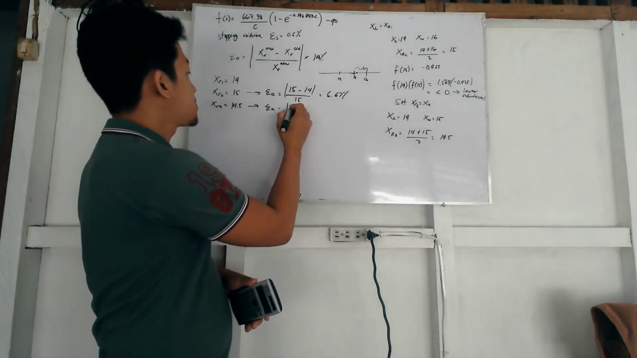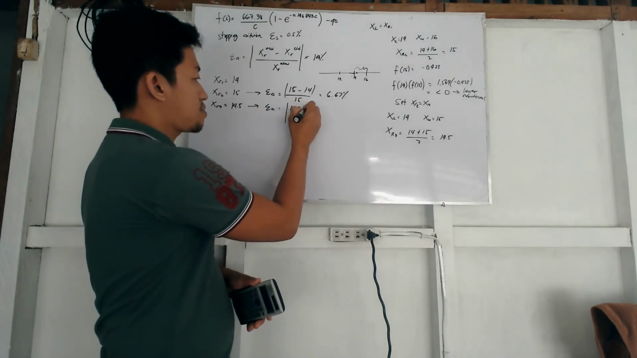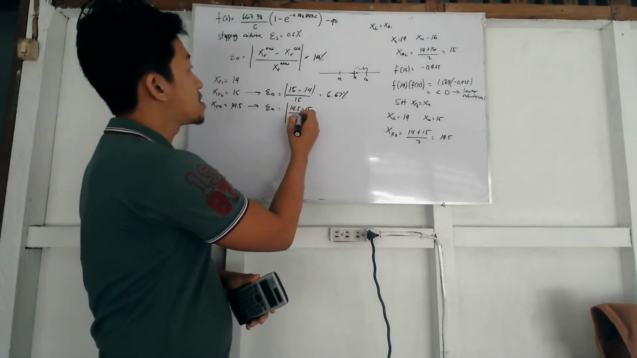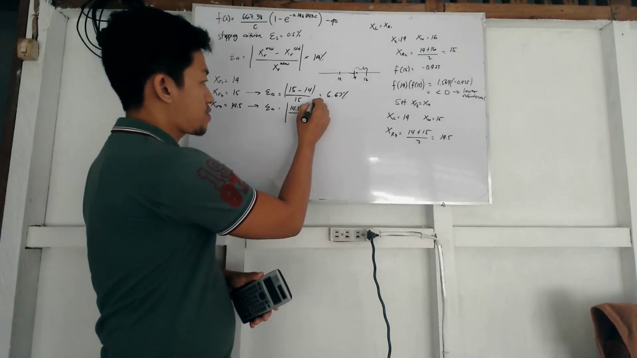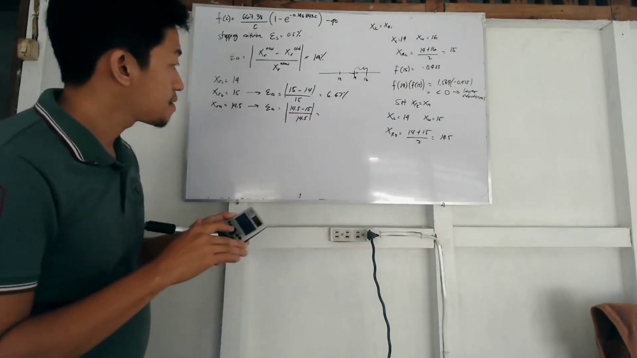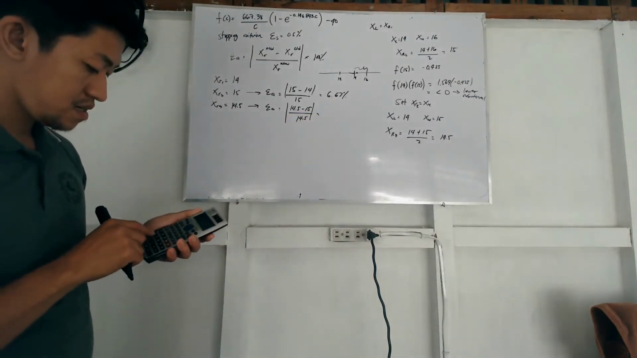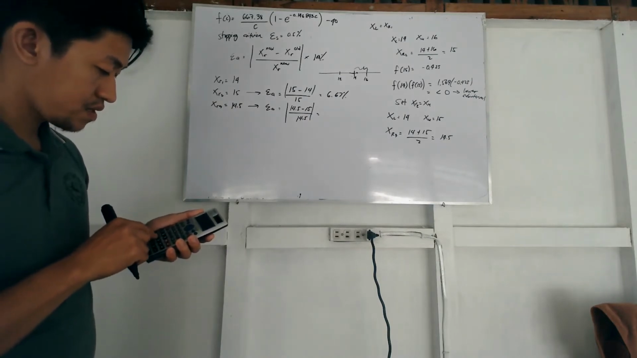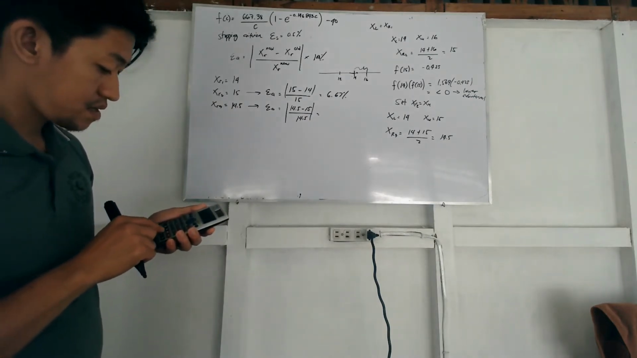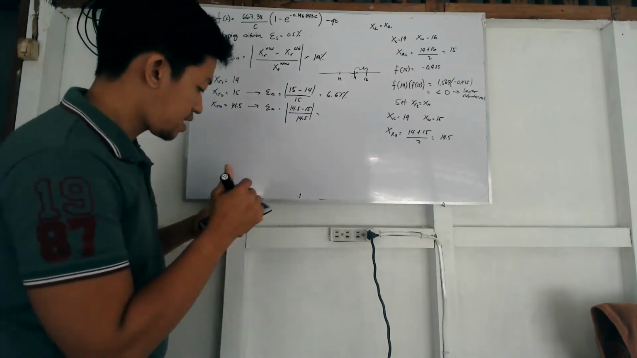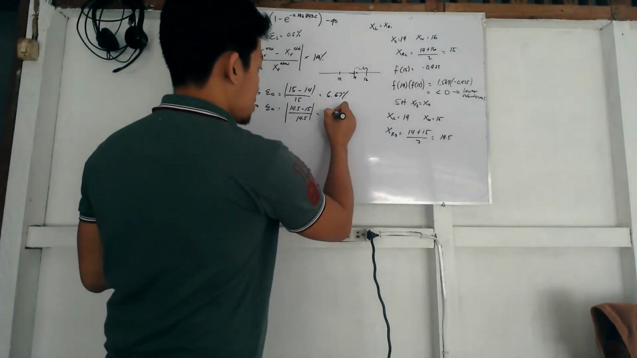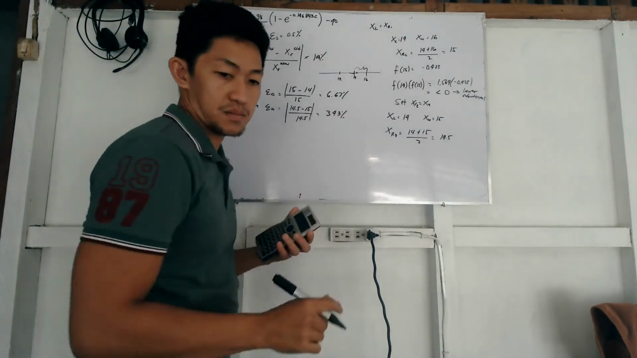So you have 14.5 minus 15 over 14.5, which is 0.5 divided by 14.5, or 3.43%.